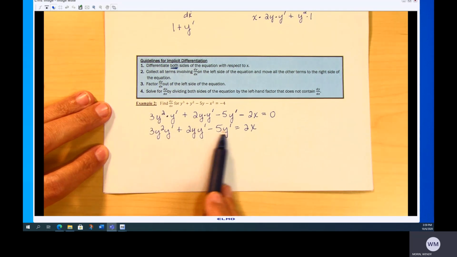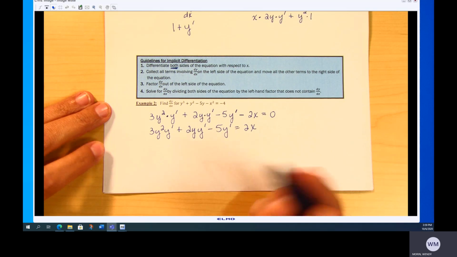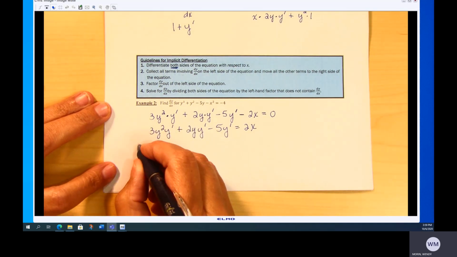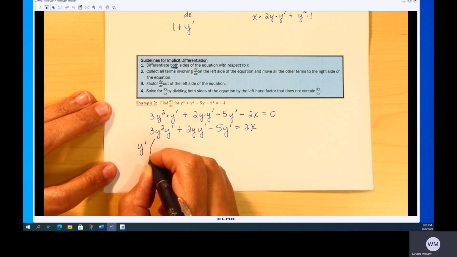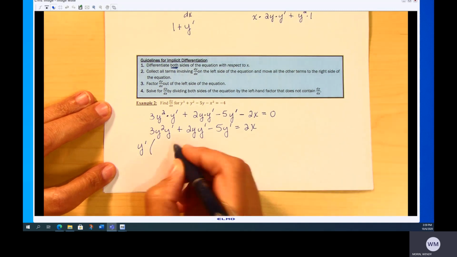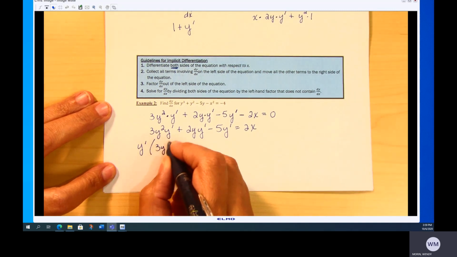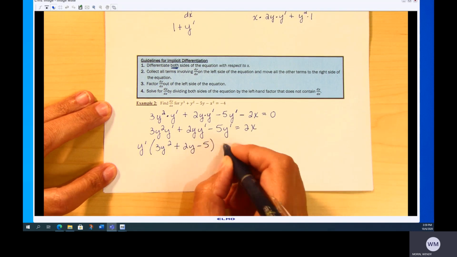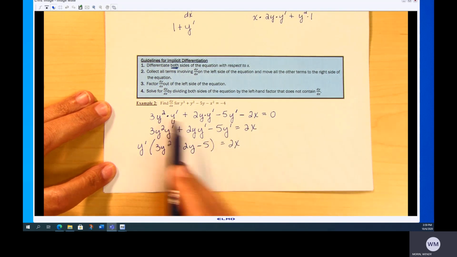Step 3, factor out your dy dx. So factor out your y prime. dy dx, y prime, same thing. Y prime is a lot easier to write. It's understood it's dy dx. So we have 3y squared plus 2y minus 5 equals 2x.